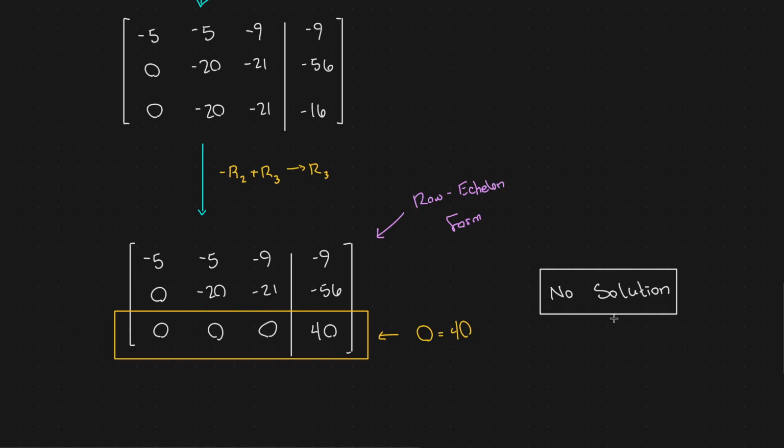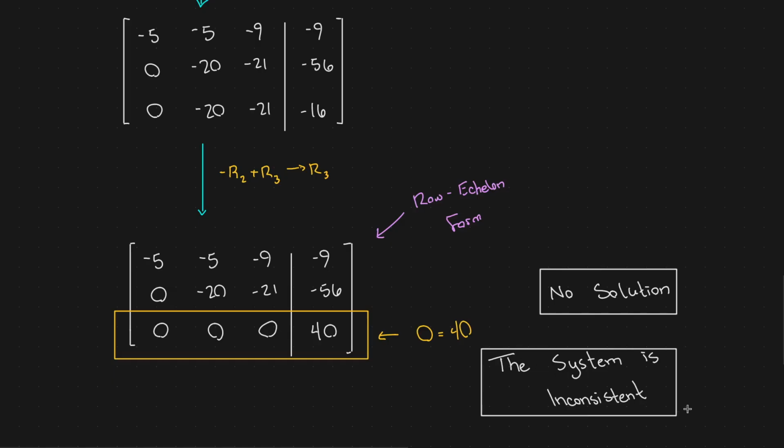By the way, there's another way to say no solution that's a little more fancy sounding. We could also say the system is inconsistent. Means exactly the same thing. It means that the equations are inconsistent with one another. There's no solution that can consistently solve all the equations at the same time.